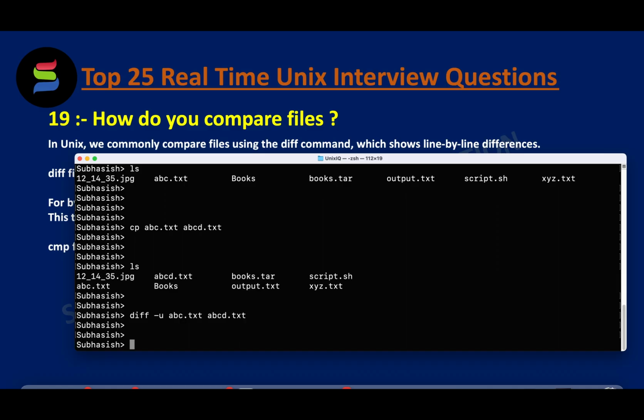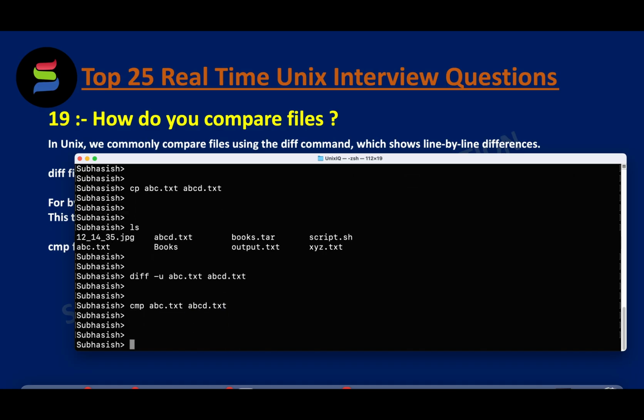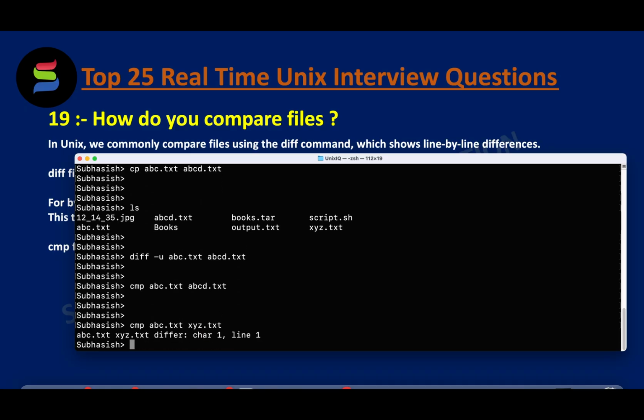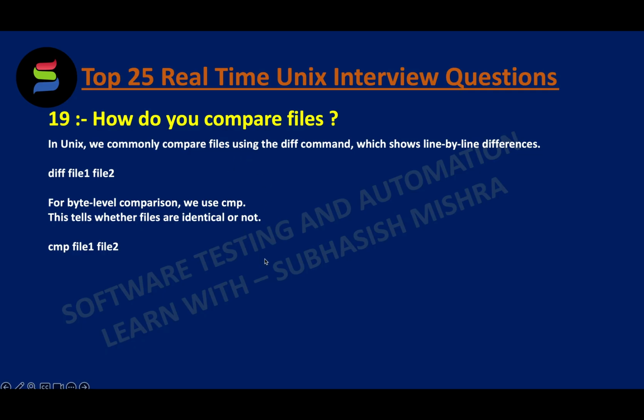Instead of diff, you can also use cmp. This will compare files byte by byte. This is useful when you want to check if two files are exactly identical. If the files are identical, it prints nothing. If they differ, then it shows the first point of difference. In this case these are the same, but if we put xyz.txt, it shows that in line 1 there is a difference. So, to give a clean and confident answer, you can say this. You can read it one more time. We will move to the next question.